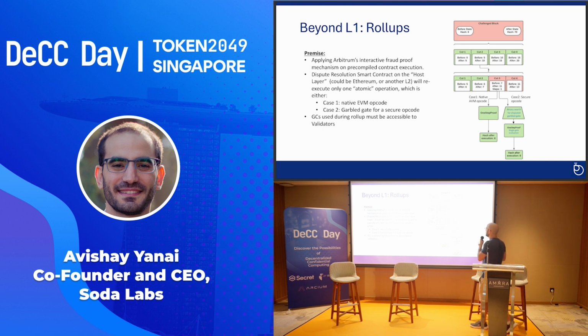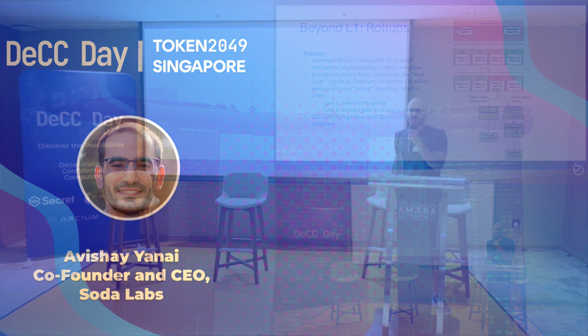We took the same idea and we do a bisection over a garbled circuit in order to get to a specific garbled gate, which is a very atomic operation like AND or XOR and so on, where the party who sent the attestation and the party who sent the dispute disagree, and only that atomic gate will be executed by layer 1 Ethereum. So yes, with that I will finish, and thank you for your attention.